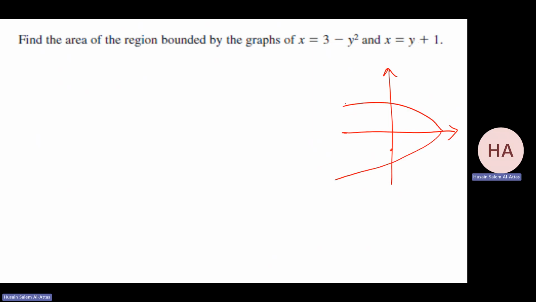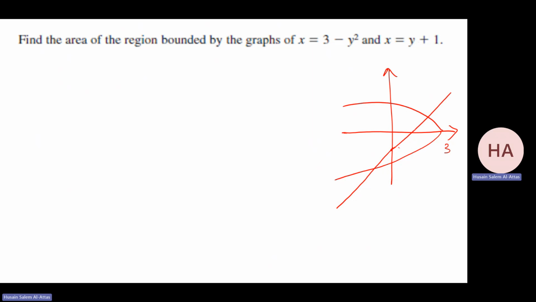That will be, still with 3. With x equals 3, y is 0. So the vertex is 3 and 0, not 0 and 3. The vertex, and it's opened to the left. And then I have this line.